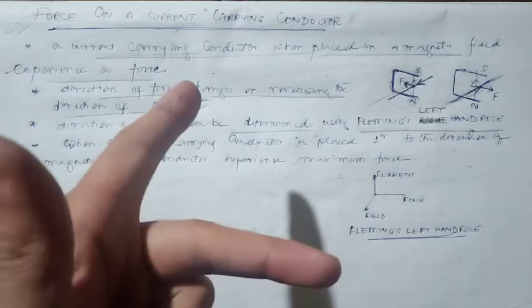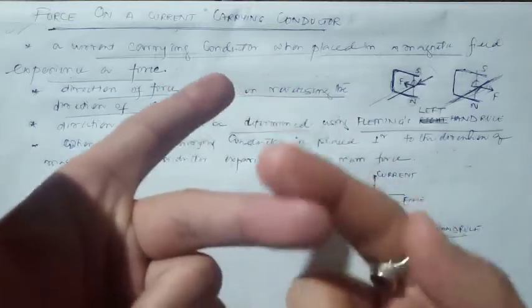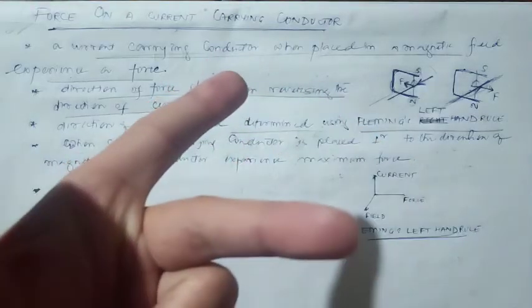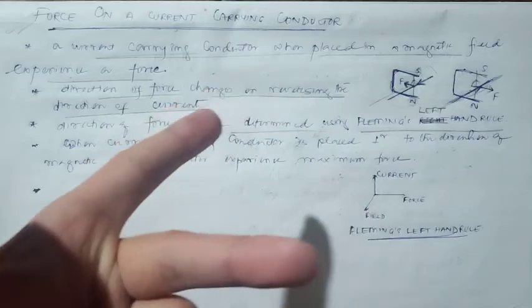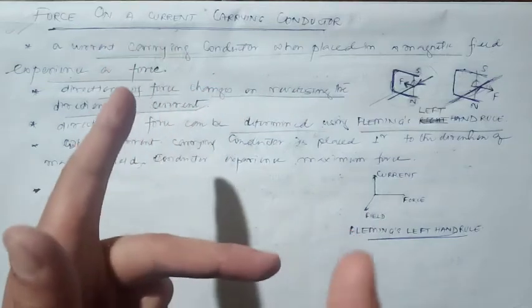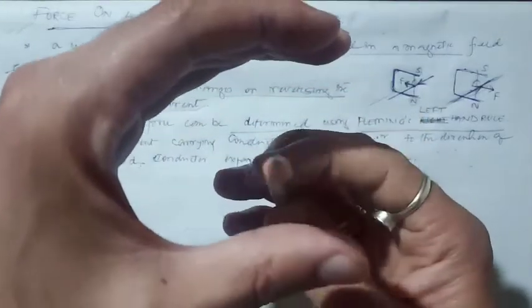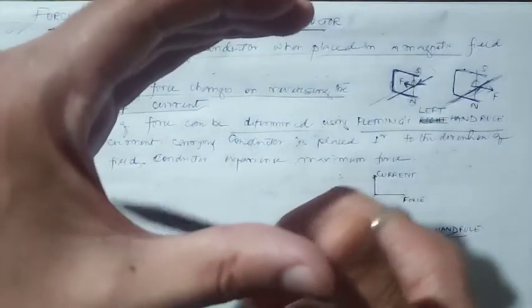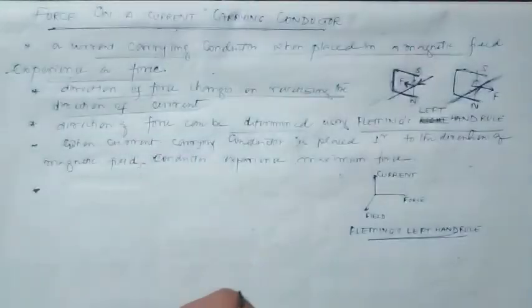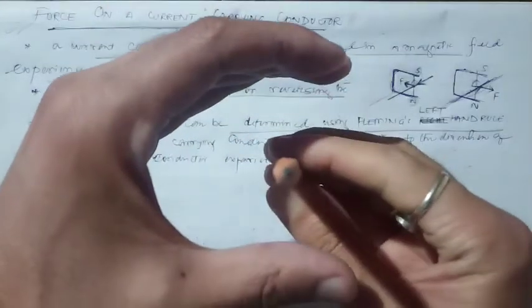Now as I mentioned, you have to adjust the first 2 fingers first. So you remember which direction the magnetic field was there. Magnetic field was towards this side. You have to remember this arrangement. So here the magnetic field is directed from north pole to the south pole. So this is the direction of the magnetic field. And the current was directed perpendicular to the screen, outward.